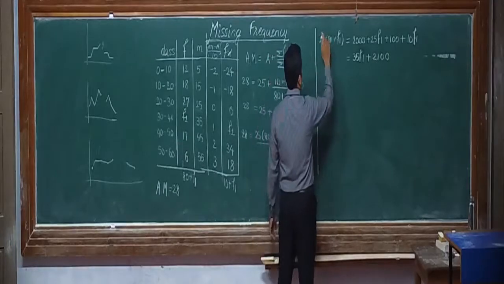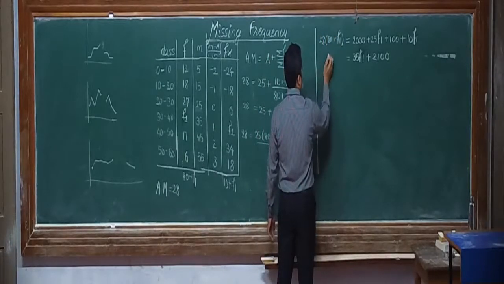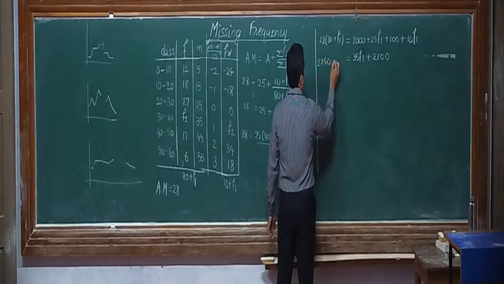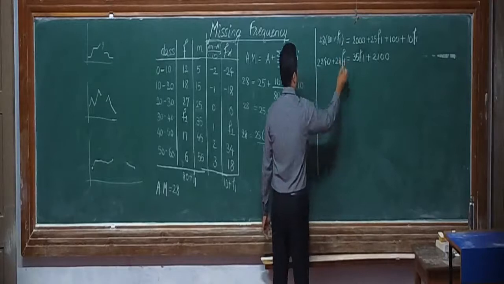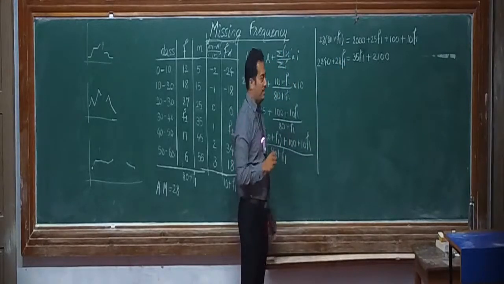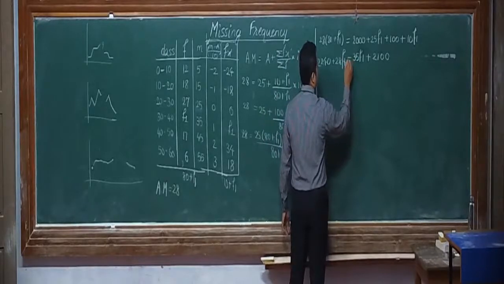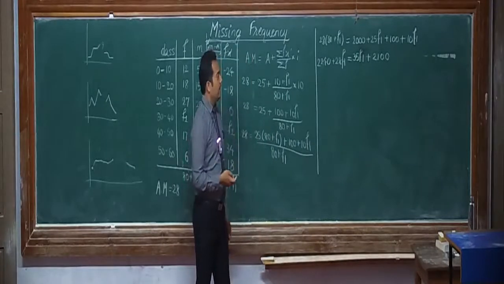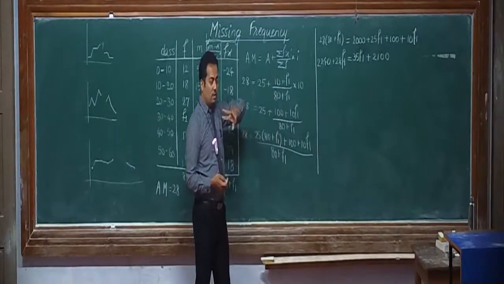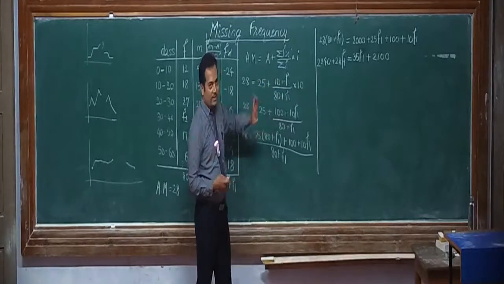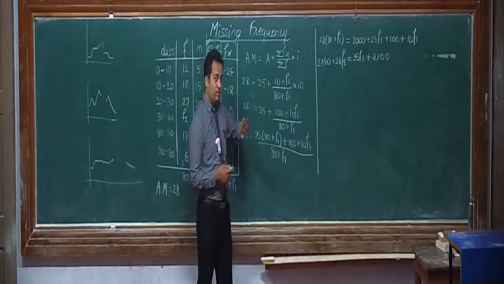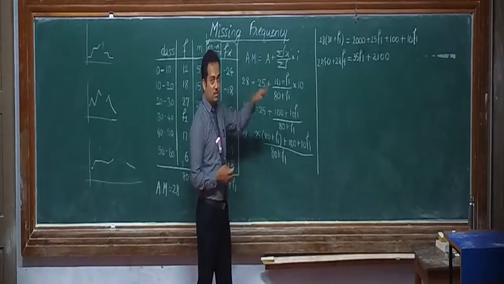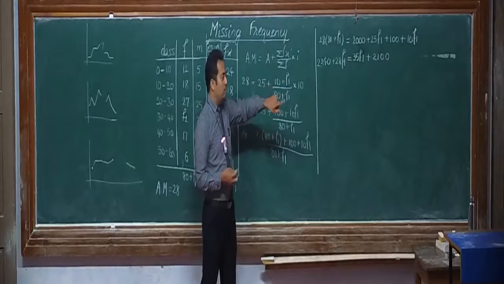And let me multiply this 28 inside. So this gives me 2240 plus 28 f1 is equal to 35 f1 plus 2100. So we need to calculate the value of f1. Now look at the f1. We have two coefficients for f1. One is 35, another is 28. So the larger one we are not going to shift. We'll shift the smaller one to the larger side. Then the 2100 also will shift to this side.